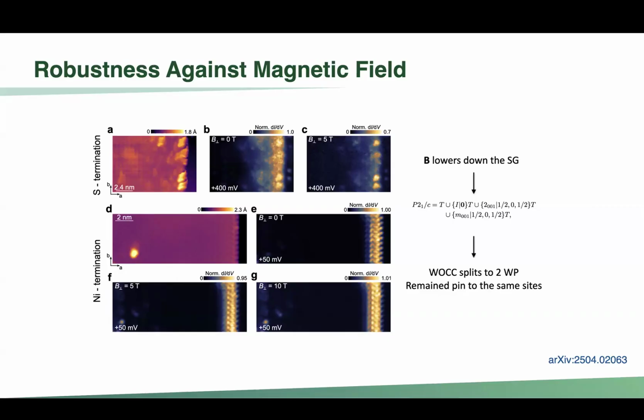And why they were very robust in the presence of a magnetic field can also be explained by means of group theory. It is because when we apply a magnetic field, we make a phase transition to another group, and our obstructed Wannier charges are split into two Wyckoff positions, but they remain pinned to the same side, which means that even if we apply a magnetic field, the charge doesn't move, and this is why we still see these step edges originated from the obstruction of the atomic limit.